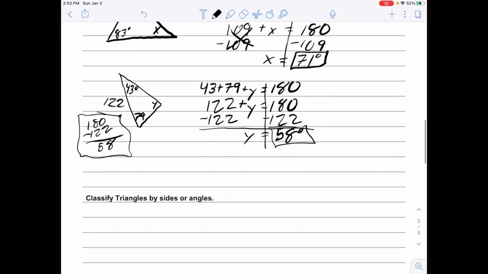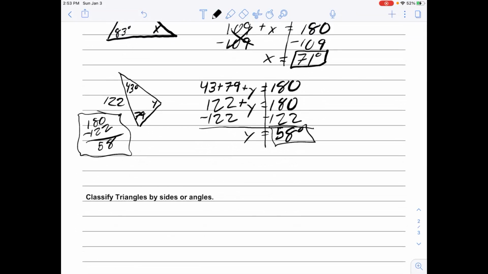We can also find exterior angles of triangles. So let's say we have a triangle that looks like this.